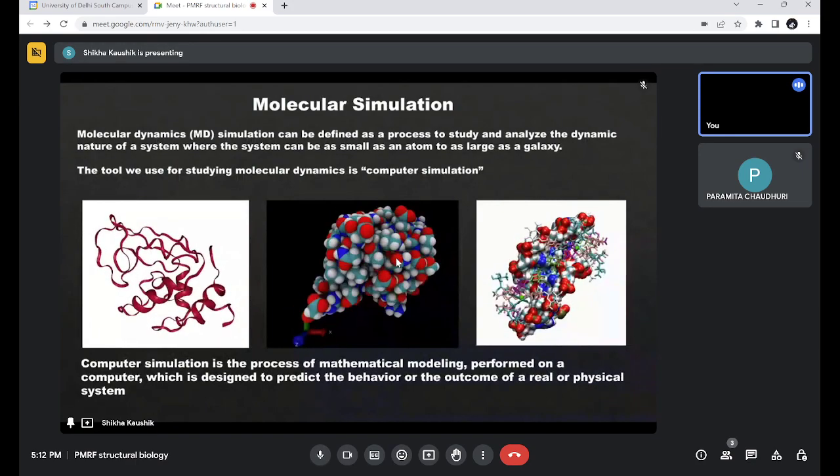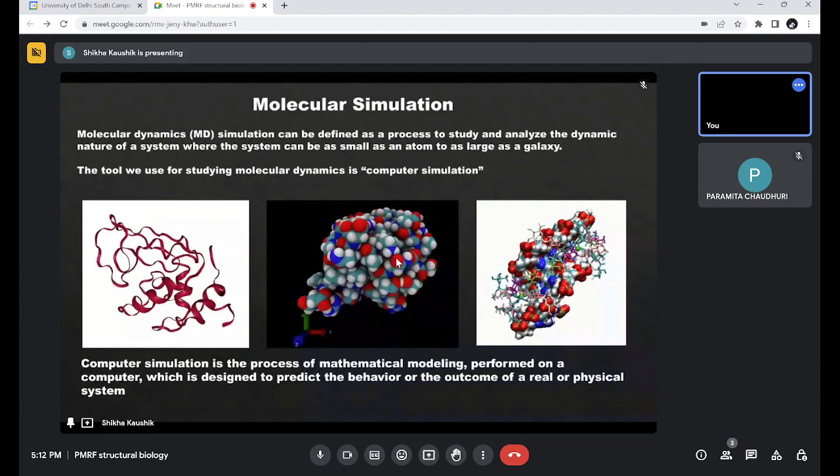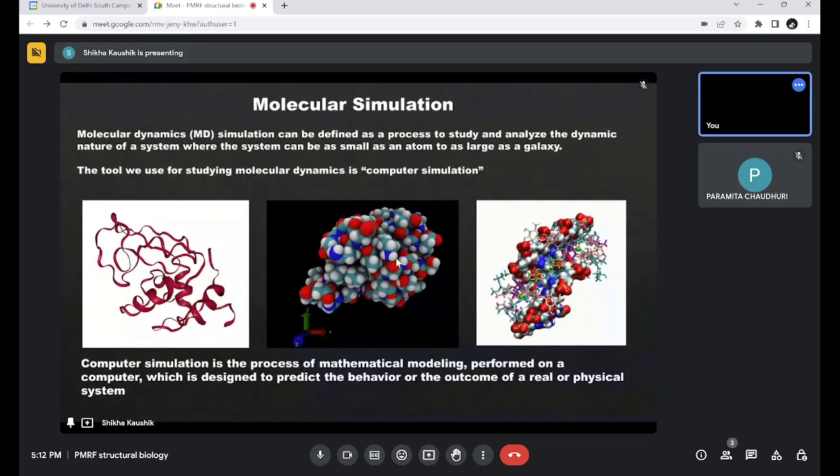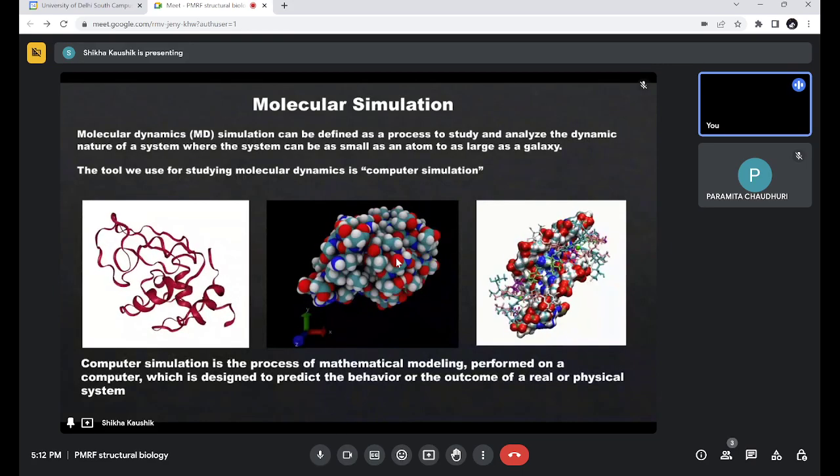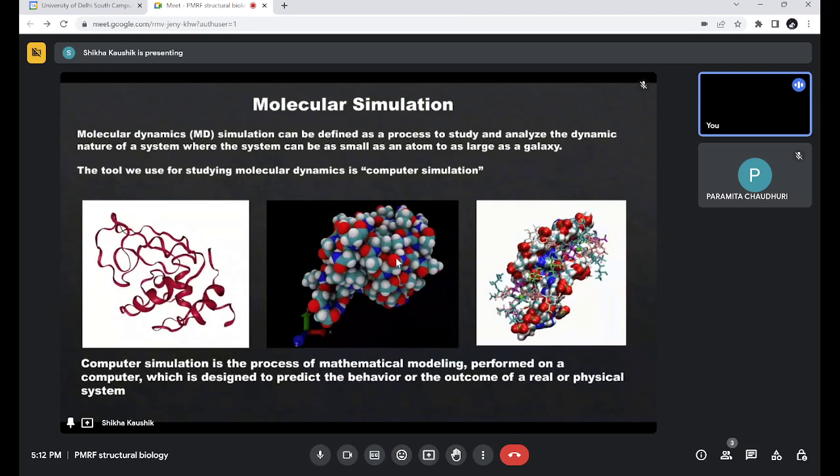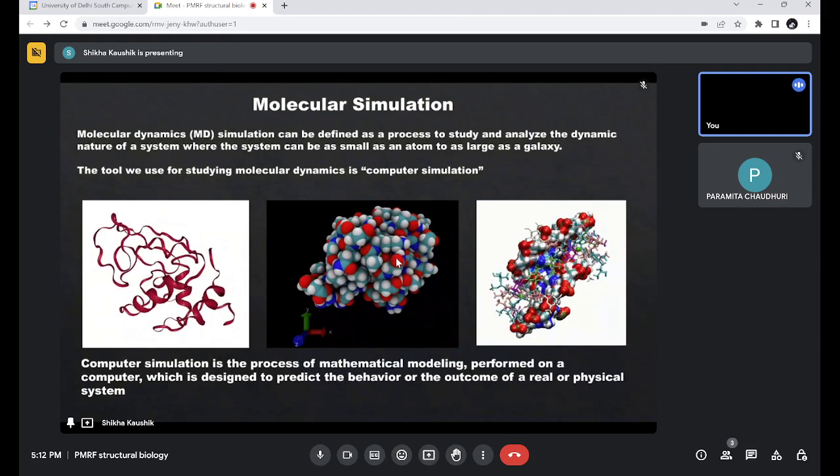So molecular simulation is done by using computer simulation, and with the help of computer simulation we try to understand any of the systems that we are studying. Computer simulation is a process of mathematical modeling performed on a computer, which is actually designed to predict the behavior and the outcome of a real or a physical system.